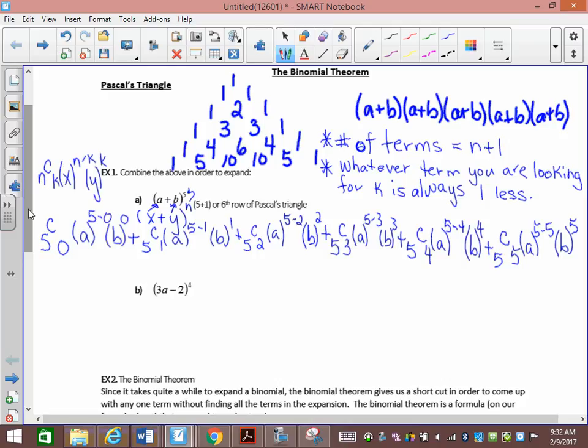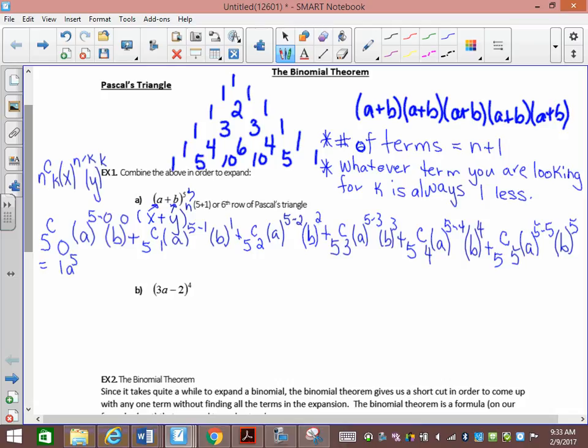If you don't know that when you're looking for term 3, k equals 2, you get that statement wrong, right? So you have to know everything really well. So we're not done, obviously. So we're going to go 5C0. 5C0 is 1 when you put it in your calculator. So 5C0 is 1. A to the 5 minus 0 is a to the 5.